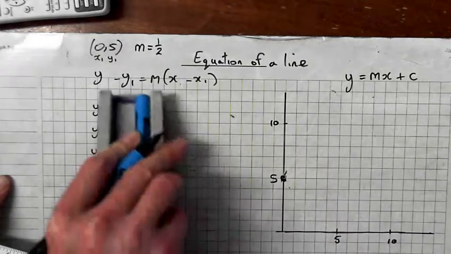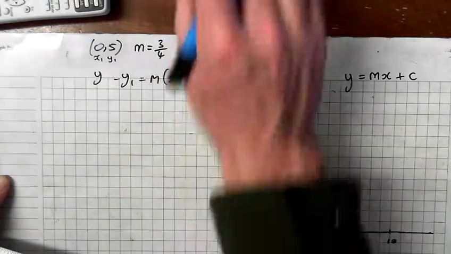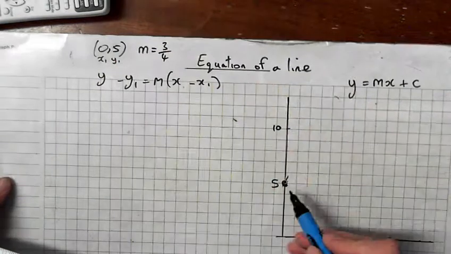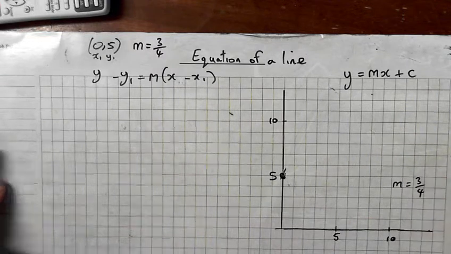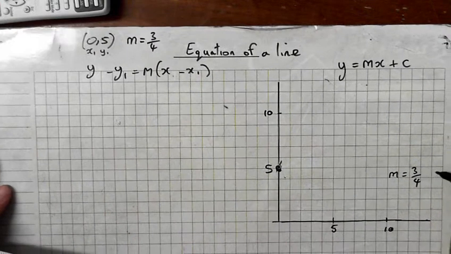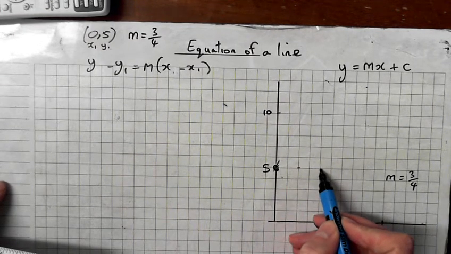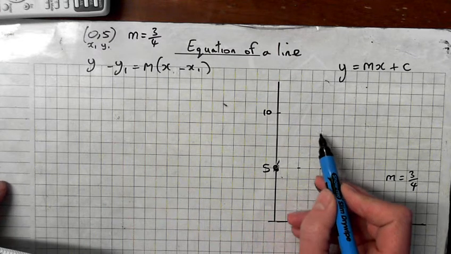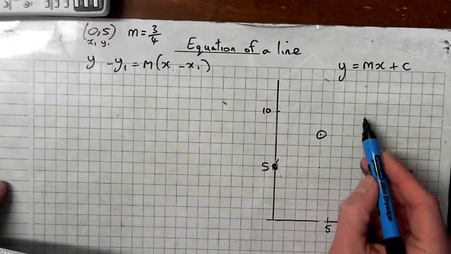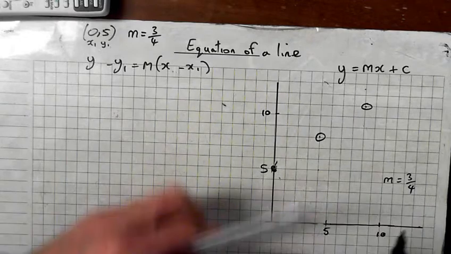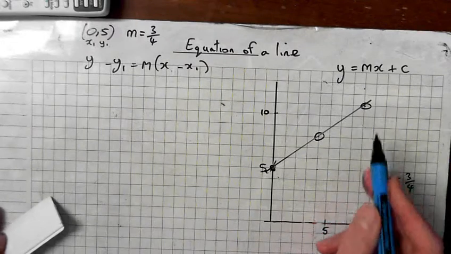Alright, we'll just do one more. We'll use the same point and a slope of 3 over 4. Right, what does a slope of 3 over 4 mean when you're drawing something? 4 means go across the x-axis 4: 1, 2, 3, 4. And then up 3: 1, 2, 3. That's the next point. So over 4 and up 3. That's the slope of 3 over 4.